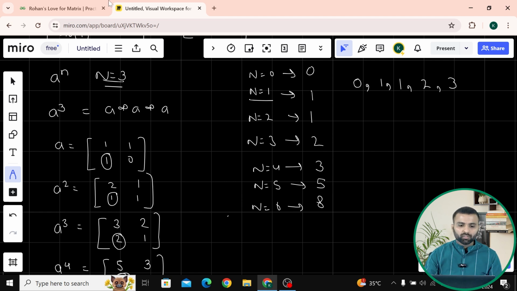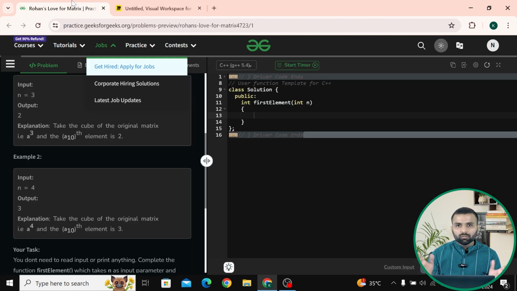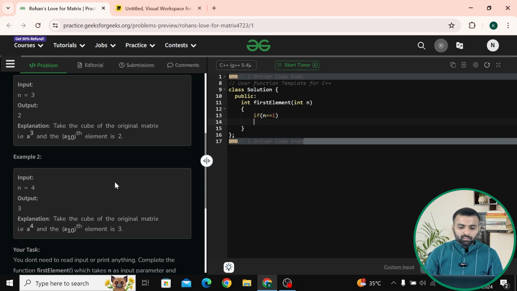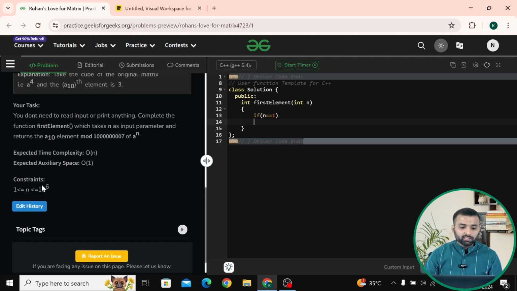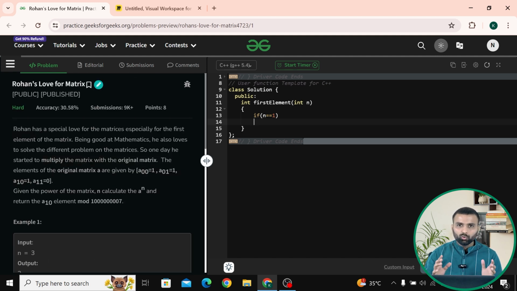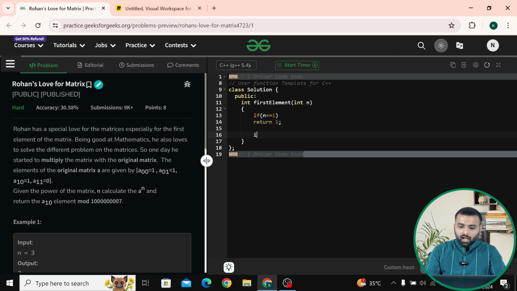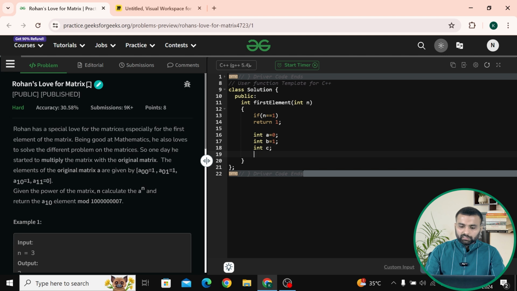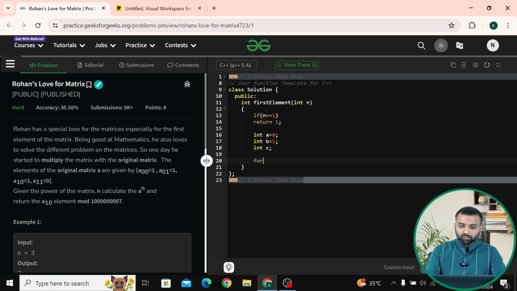Let's code this now. We have to just write the code of Fibonacci here, right? Okay, so if my n equal to 1, because here the constraint said n is greater than or equal to 1, so no need to write n equal to 0 in this case. If n equal to 1, we have to return 1 here. Okay, and let's suppose a equal to 0, and b equal to 1, and c we have to calculate using a for loop.